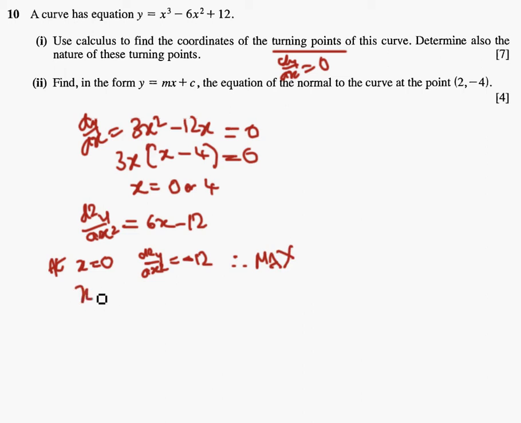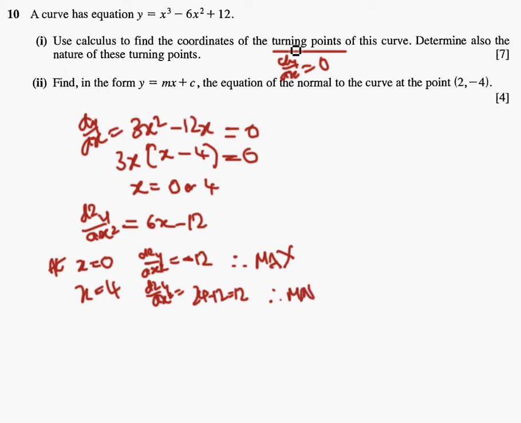And then at x equals 4, d2y by dx squared equals 6 lots of 4 minus 12. It's 24 minus 12, which is 12, which is positive, greater than 0. Therefore, when dy by dx is 0 and d2y by dx squared is positive, we have a minimum.